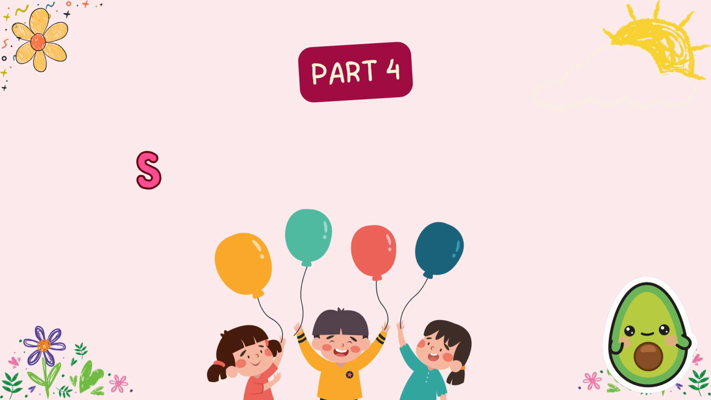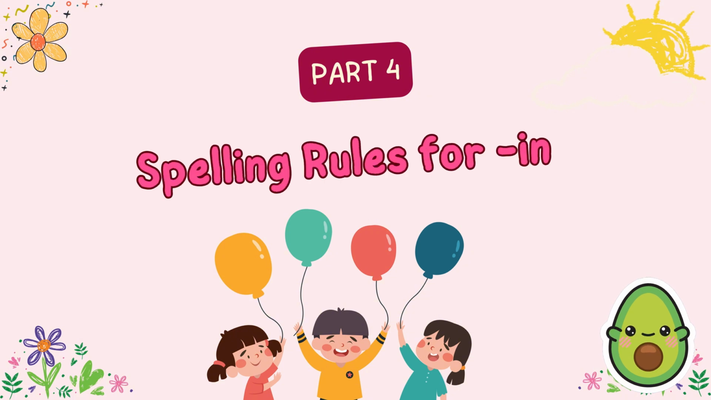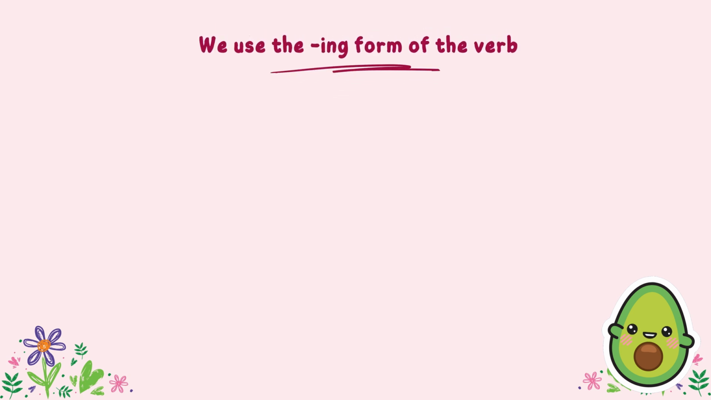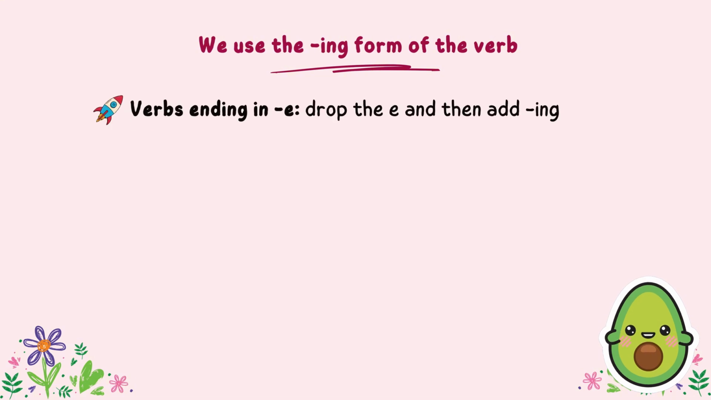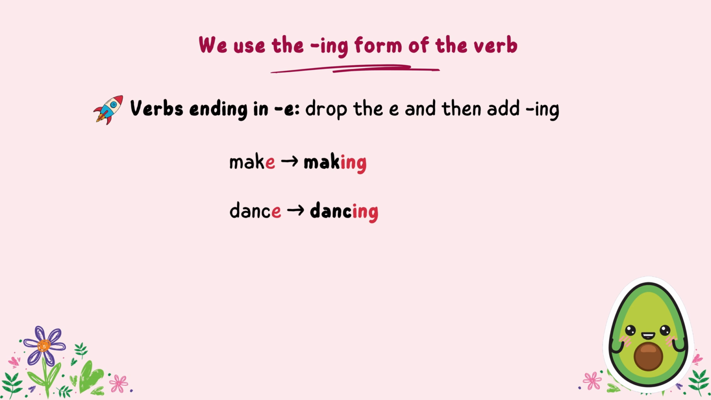Part 4. Spelling rules for ing. In this tense, we use the ing form of the verb. So, let's review the spelling rules quickly. For most verbs, just add ing. Play becomes playing. Read becomes reading. For verbs ending in e, drop the e and add ing. Make becomes making. Dance becomes dancing.